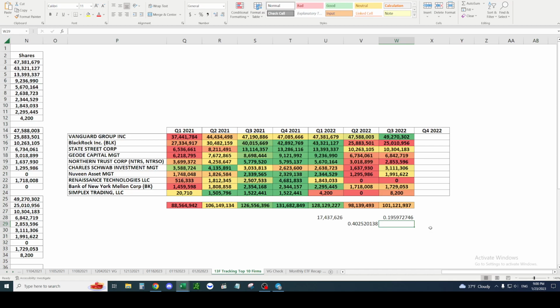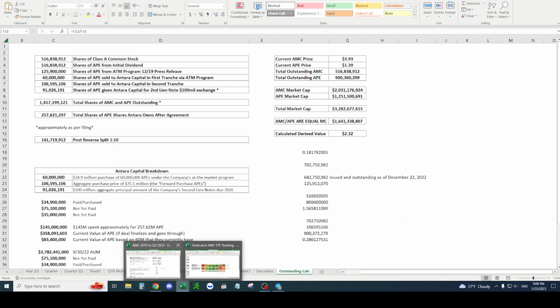If they hold the same number of APE because they held onto their AMC shares before AMC offered that special dividend, then that means there's another 100 million shares of APE to consider.